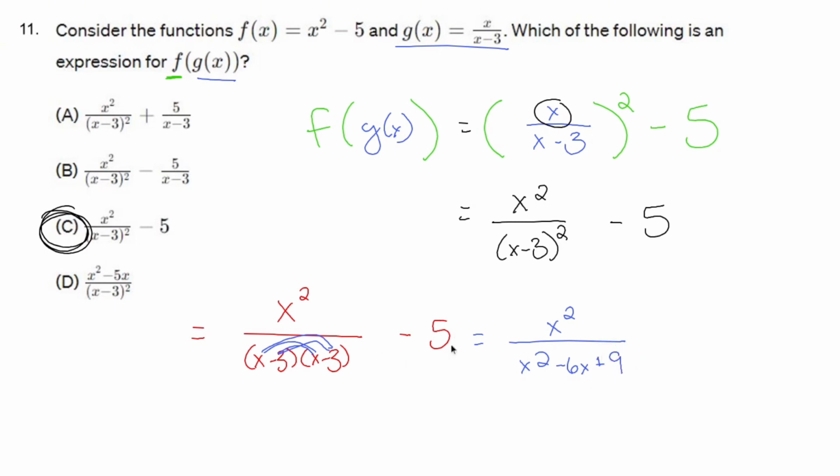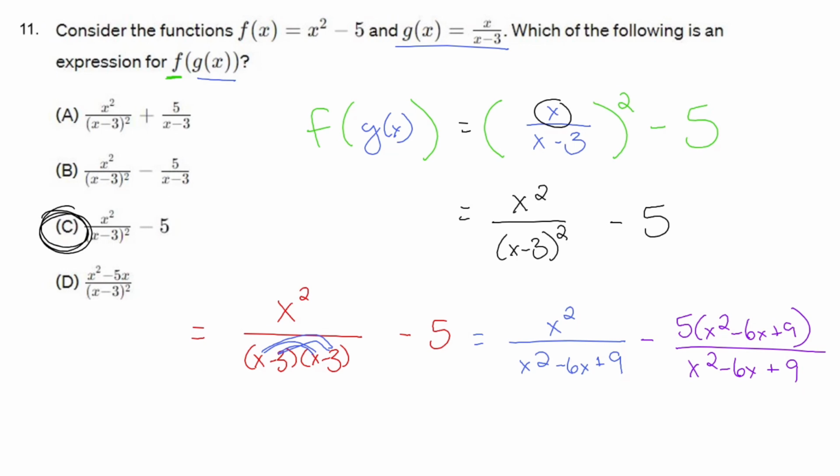Now, if I have to combine that minus 5 with this fraction, let's just say the option looked like this, but you were required to do a little bit more, then what I would do is multiply that negative 5 in the numerator and the denominator. So you would become minus 5 times x squared minus 6x plus 9, over x squared minus 6x plus 9. Why am I doing that? So I can combine fractions.